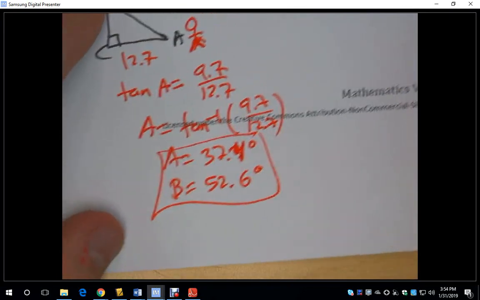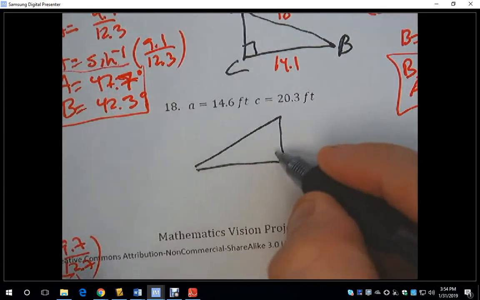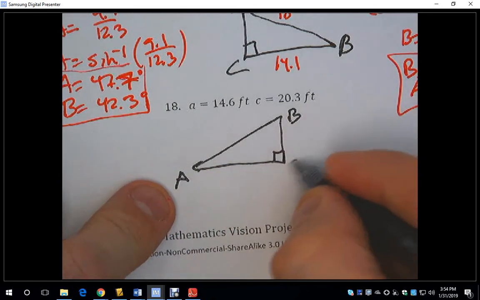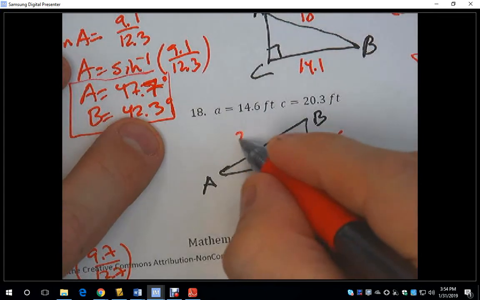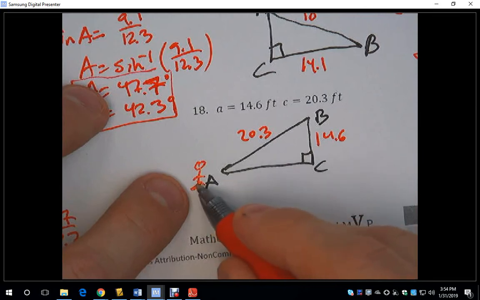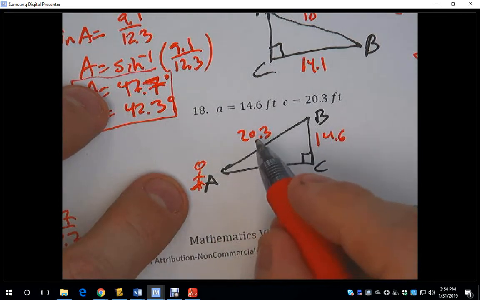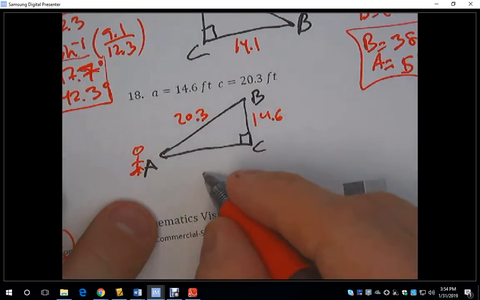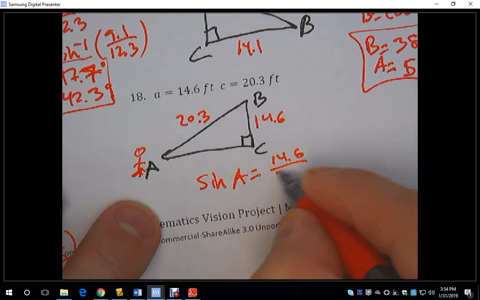Right, last one. So I have my right triangle, triangle ABC. Length A is 14.6. Length C is 20.3. And from our perspective here, I have 14.6, which is opposite, and 20.3, which is my hypotenuse. So I'm going to use my sine function. So I have sine of angle A equals 14.6 over 20.3.